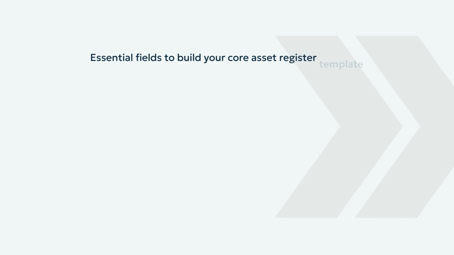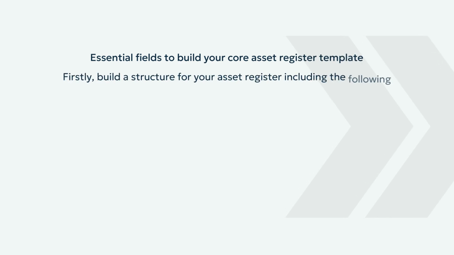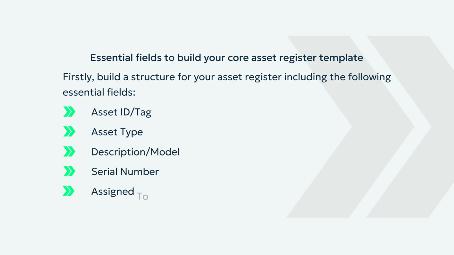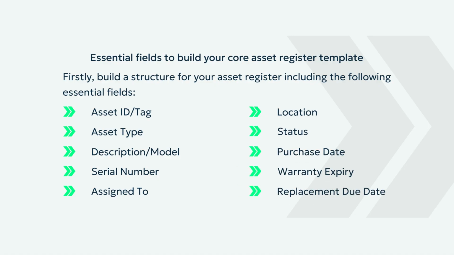Essential fields to build your core asset register template. Firstly, you'll need to build a structure for your asset register. It should include the following essential fields: asset ID/tag, asset type, description/model, serial number, assigned to, location, status, purchase date, warranty expiry, and replacement due date.